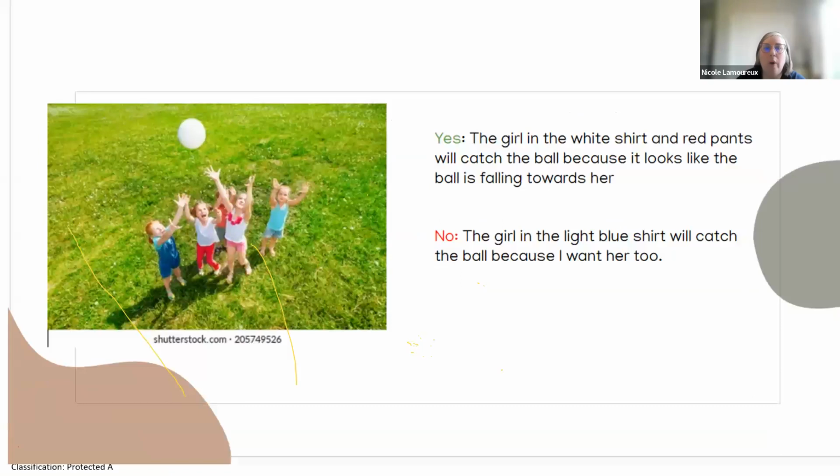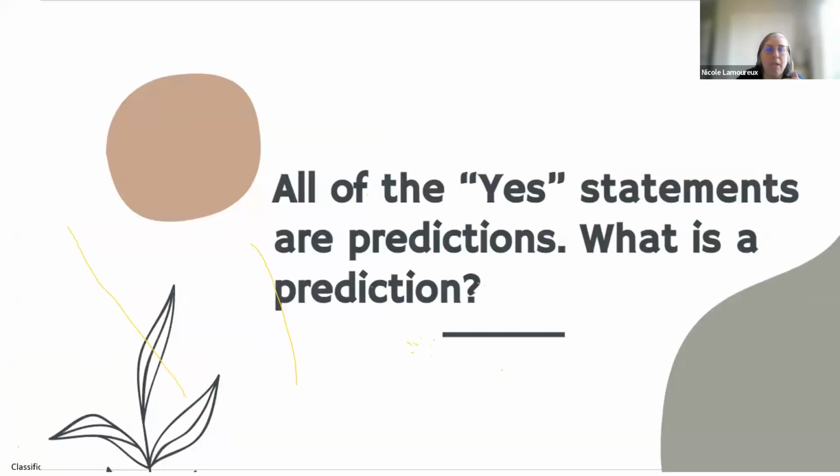That's an example. Or this one, this is another grade 2 and 3 example. The girl in the white shirt and red pants will catch the ball because it looks like the ball is falling towards her. No statement: the girl in the light blue shirt will catch the ball because I want her to. Okay, so then after they go through a series, we're just doing the snippet again. As Ted said, you would show a series of slides with pictures or have them posted in your room and have them look at it. All of the yes statements are predictions. So get them to come up with, what is a prediction? Okay, so that's the explore before explain kind of thing.